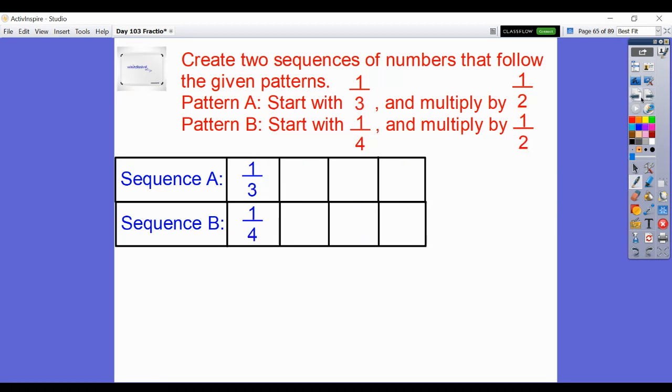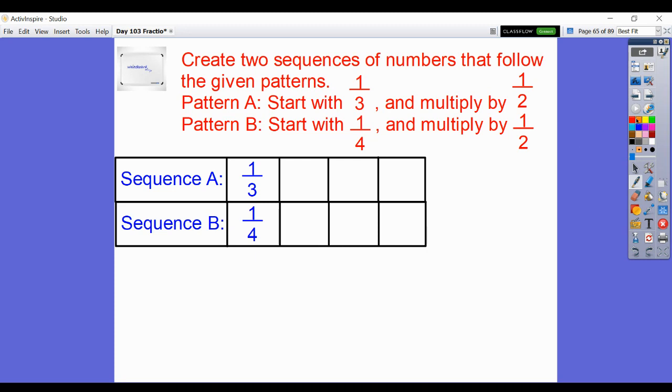All right, create two sequences of numbers that follow this pattern. Pattern A, start with 1/3 and multiply by 1/2. Pattern B, start with 1/4 and multiply by 1/2. I'm going to stop there. I'm going to ask you to pause. You fill that in now on a piece of paper or whiteboard, and then play again when you have it all filled out.